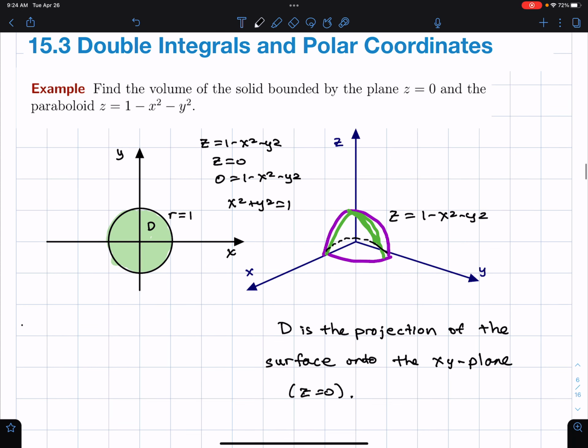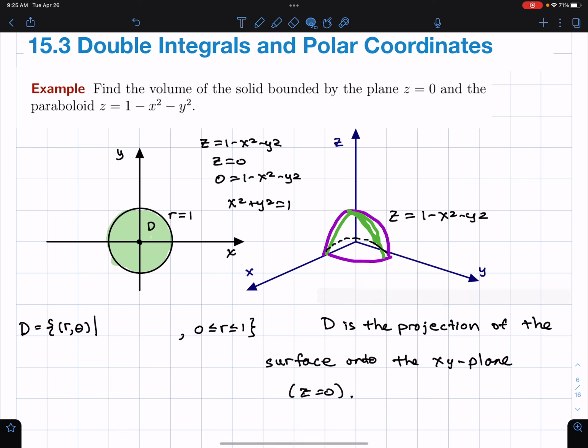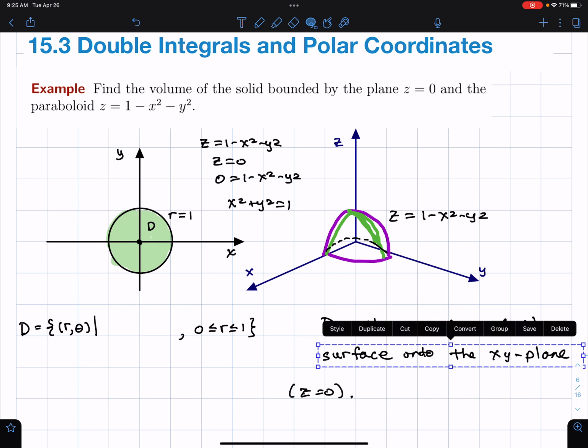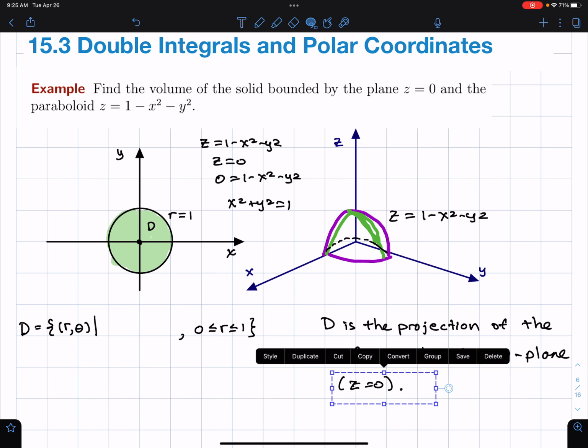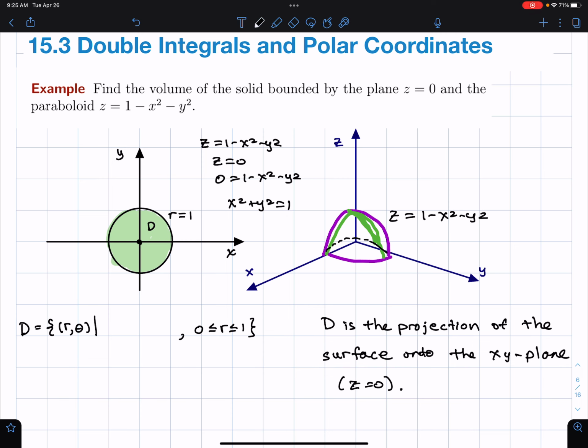So actually, let me start writing what D is. D is r theta. All right, so r is going to go from 0, the origin, which is the pole in polar coordinates, r equals 0 to r equals 1. So r is between 0 and 1. On the other hand, what about theta? Let me come back. I'm just going to write it down. Let's come back and discuss more.